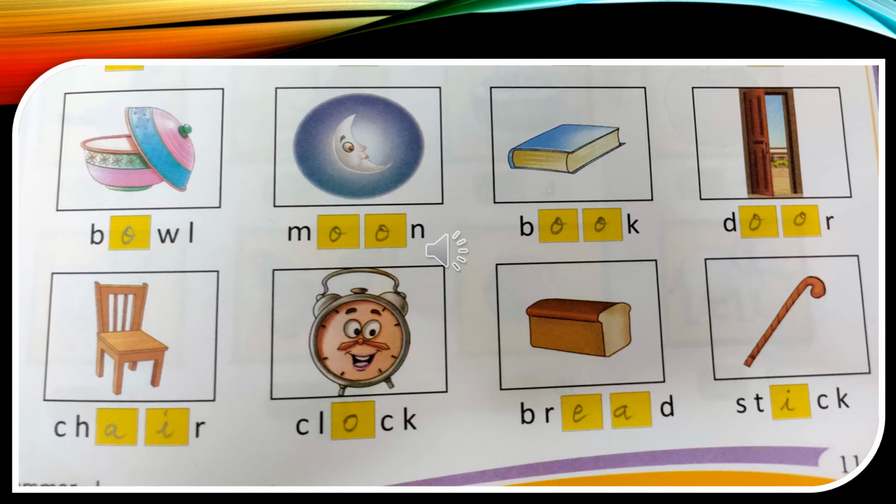C-H-A-I-R, chair. In this we have used two different vowels. The next picture is clock, C-L-O-C-K, clock. Then bread. Again we have used two different vowels, E and A. Stick. We have used a single vowel I and it became stick.